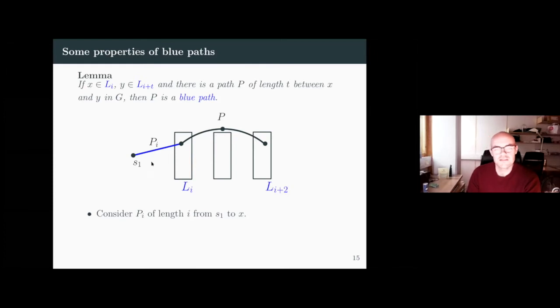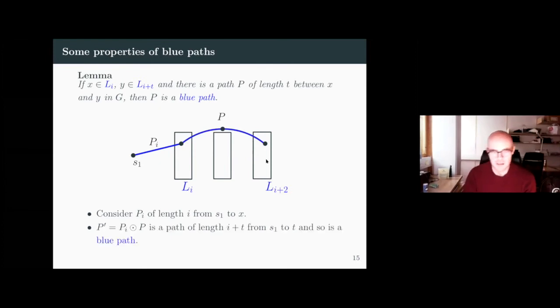It's because Y is at distance I plus 2 from S1. But now if you look at this path, it has exactly the good length. So it's the shortest path between S1 and Y. So every vertex in the middle belongs to consecutive levels, right? So that's it. The path between X and Y that had the good length is also a shortest path, and actually it's a blue path, right? Again, too technical for what it is, but I don't see any easier way to say it.